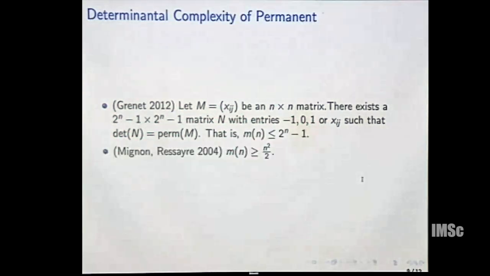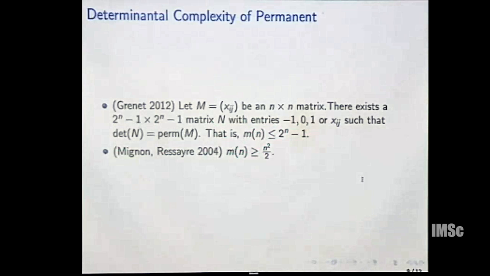So the M in the previous question is at most 2 to the N minus 1. And Mignon and Ressayre in 2004 used a bit of algebra to show that you will have to grow the dimension by at least n square by 2. Okay, so this is an upper bound, this is a lower bound, there's a lot of gap. So we don't know how to improve this. Right? So the determinantal complexity of permanent is open.